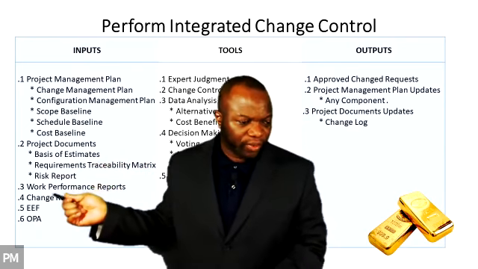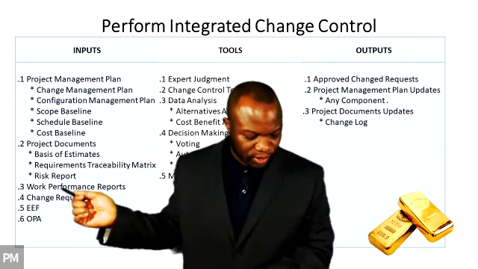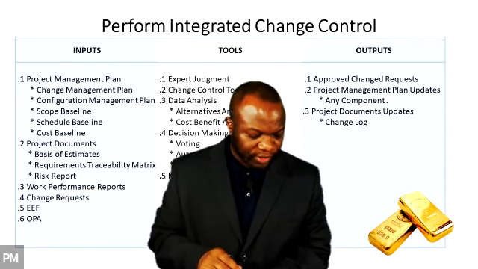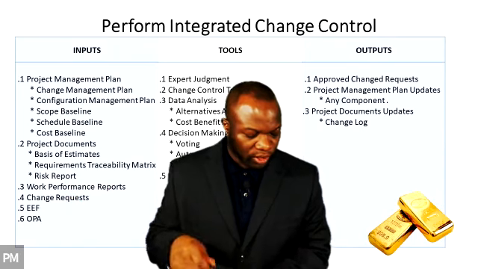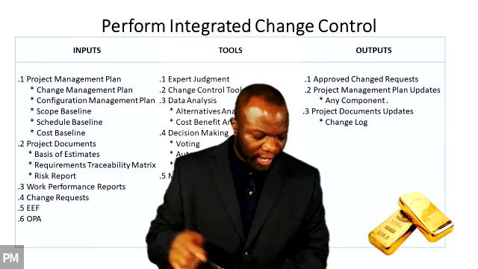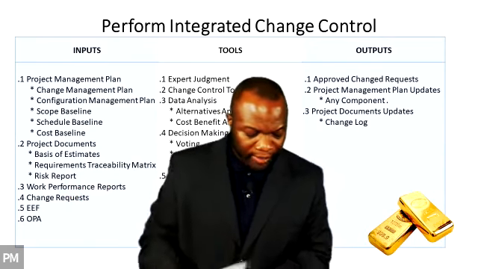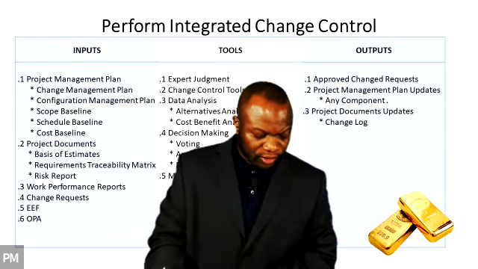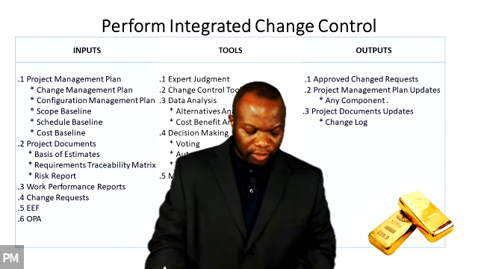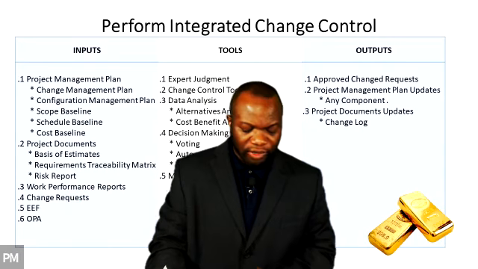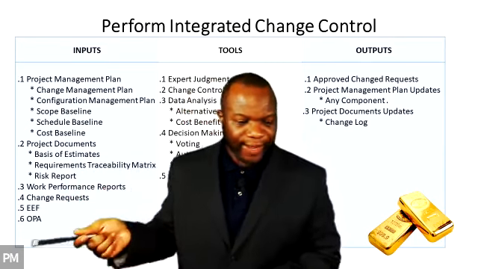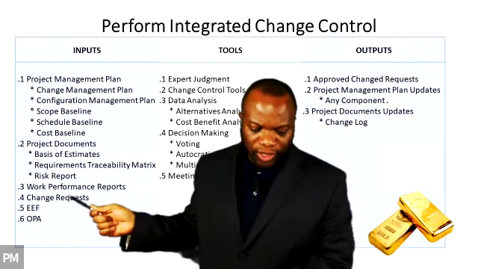We've talked about the WPR already, work performance reports, okay? It says WPRs of particular interest to this process include resource availability. Do we have the resources? Do we have the cost? Do we have the right amount of resources and things like that? Burn down charts, burn up charts, and earned value reports. Those help you understand if it makes sense to carry out that change request. Going to our next one.